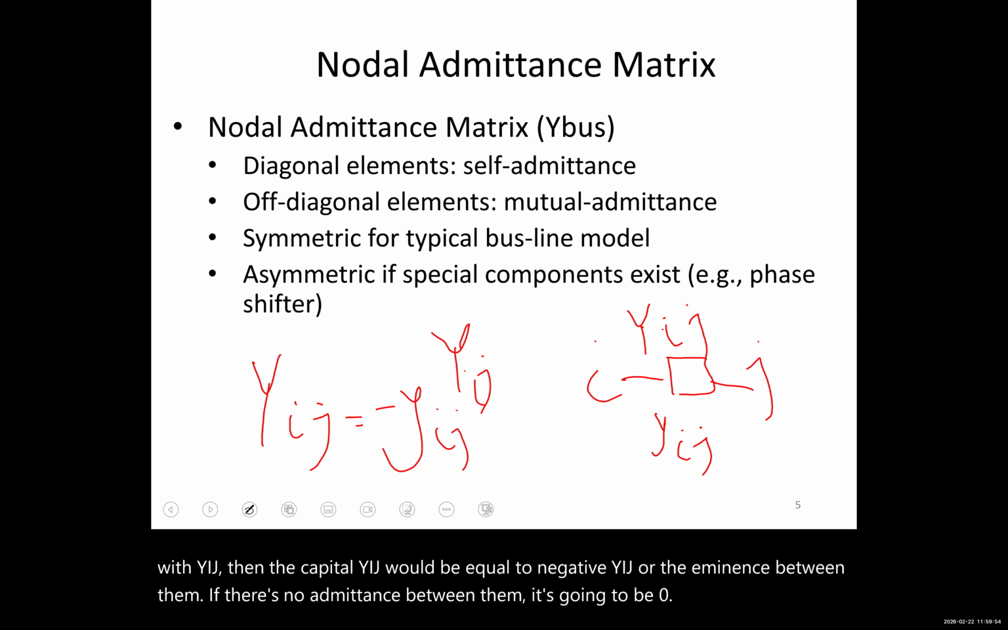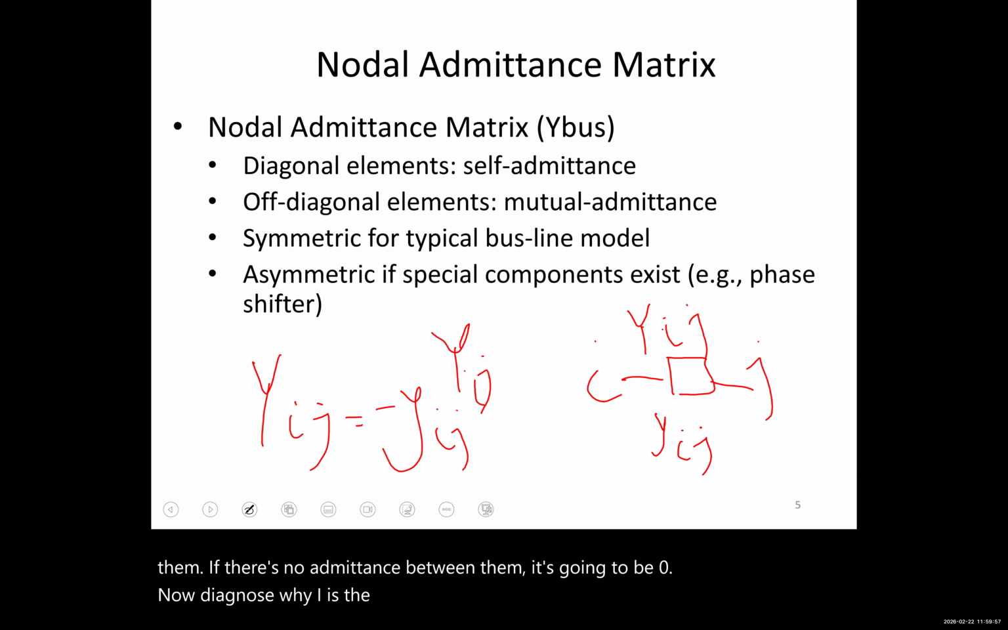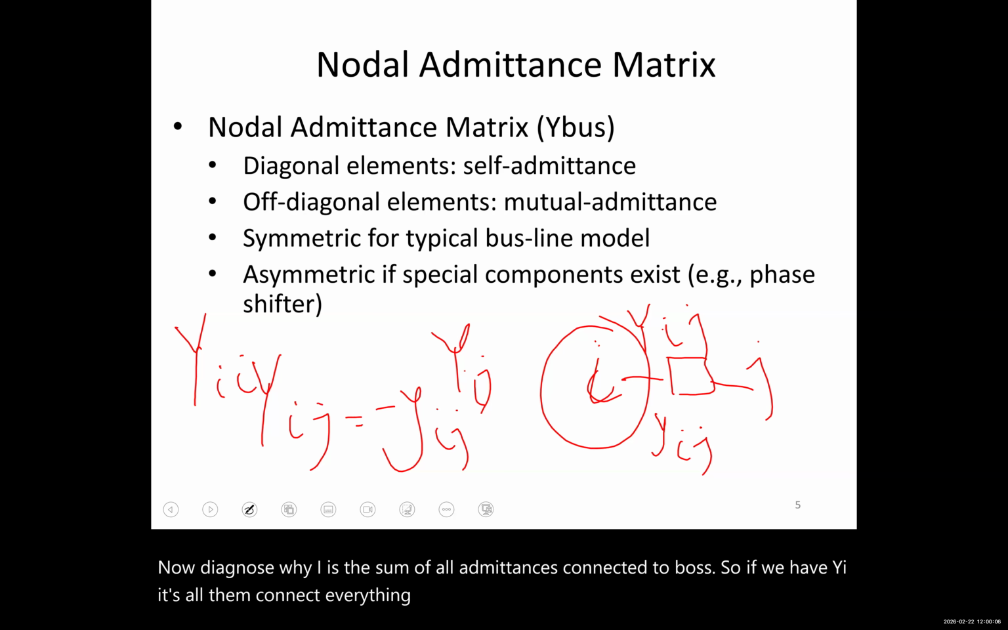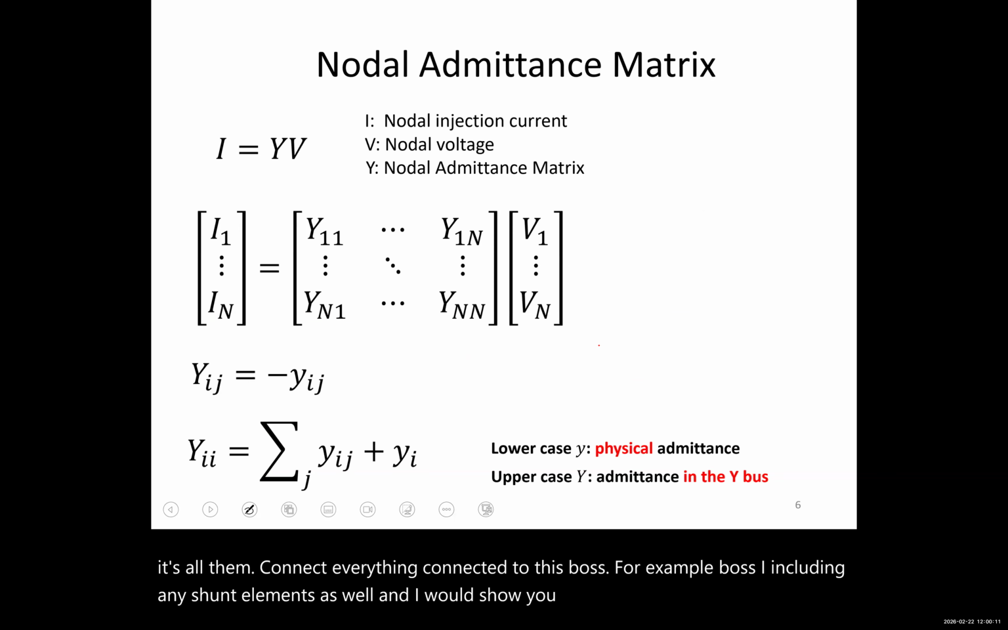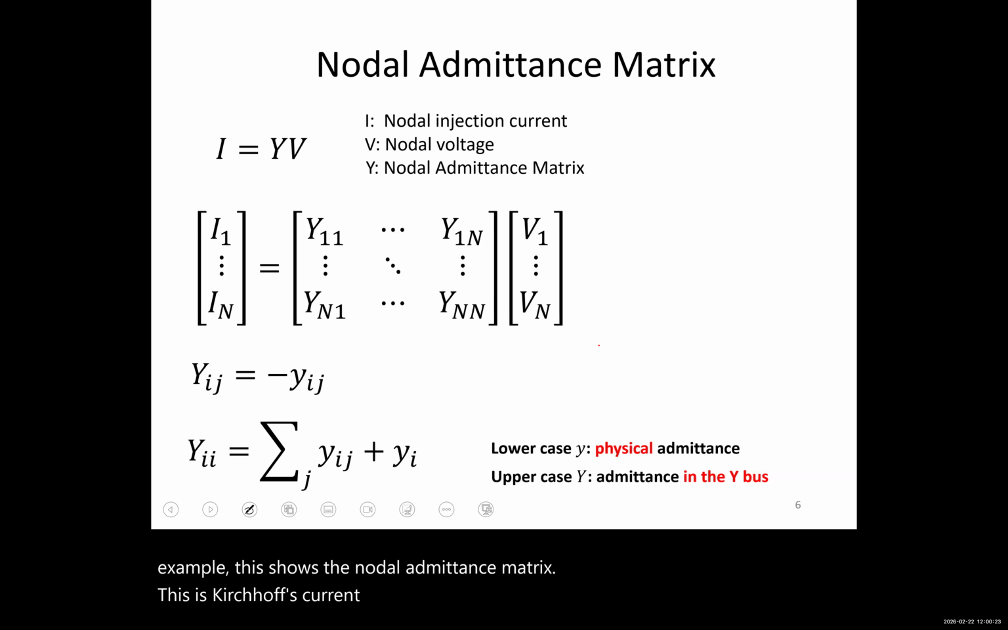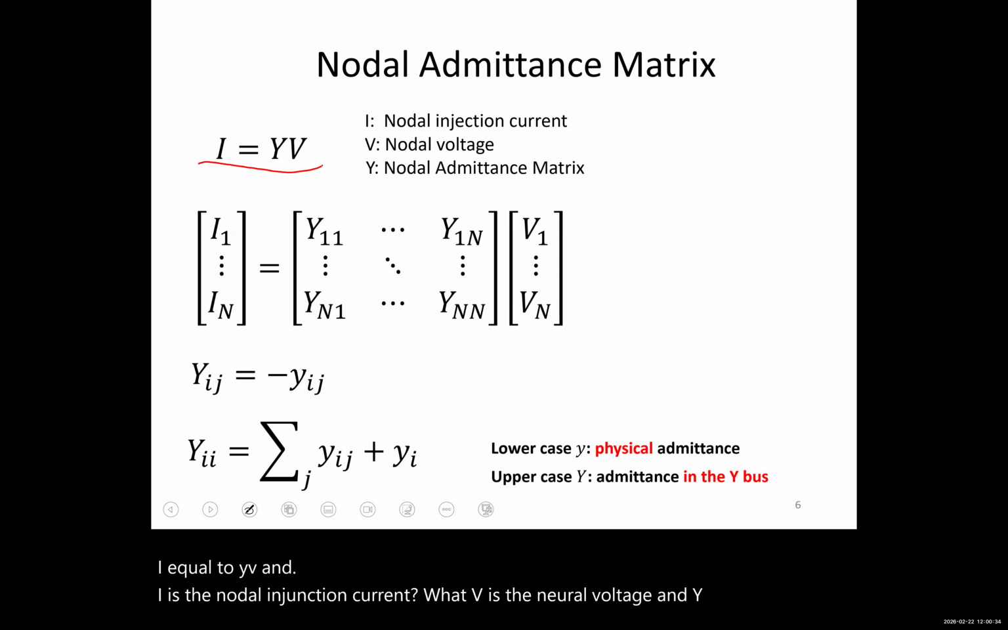Now, the diagonal Yii is the sum of all admittances connected to the bus. So Yii is everything connected to this bus, for example bus i, including any shunt elements as well. And I will show you this with an example. This shows the nodal admittance matrix. This is Kirchhoff's current law in matrix form, I equal to YV, where I is the nodal injection current, V is the nodal voltage, and Y is the nodal admittance matrix.